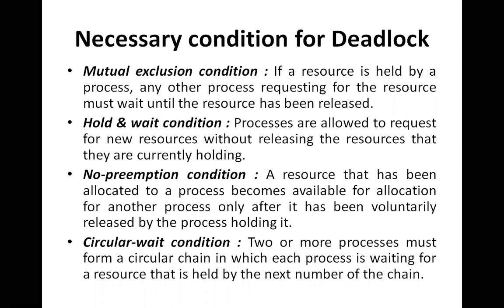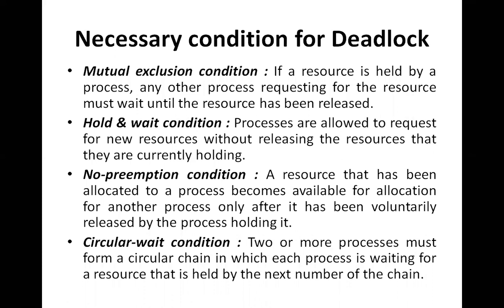The third one is the no preemption condition. A resource that has been allocated to a process becomes available for allocation to another process only after it has been voluntarily released by the process holding it. If some resource is required by a certain process and that resource is already allocated to some other process, unless that process releases it voluntarily, there is going to be a deadlock situation.